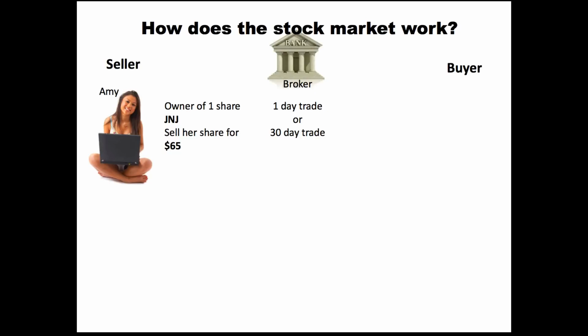And what that really means is that the broker is going to link up a seller and a buyer, and they're going to exchange their asset. So when Amy does this and she's going to sell her one share, she has the ability to put it on the market for one day for her $65 that she wants, or she could set it up for a 30-day trade, meaning that she has 30 days to find somebody that will buy her share for $65.